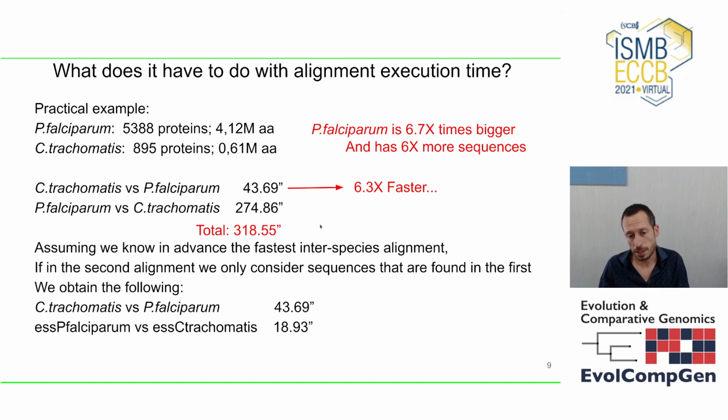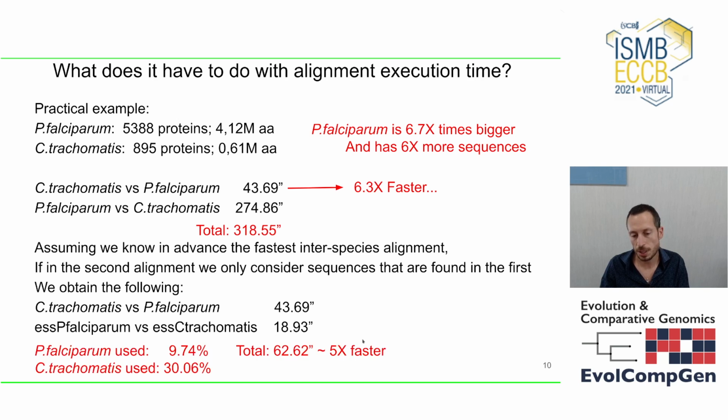Assuming we know already the first alignment, the fastest one, and then we create the subsets of sequences as I explained in the previous slide, then the total execution time is actually 5 times faster. And the input we use in the second alignment, compared to the original one, is on average less than 50%.